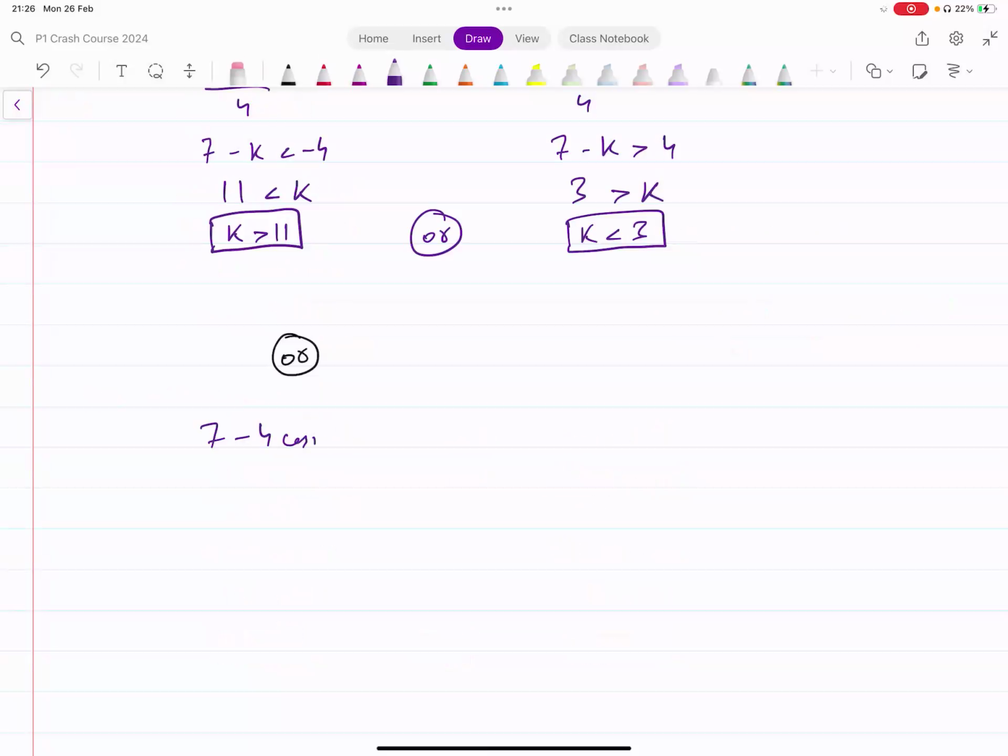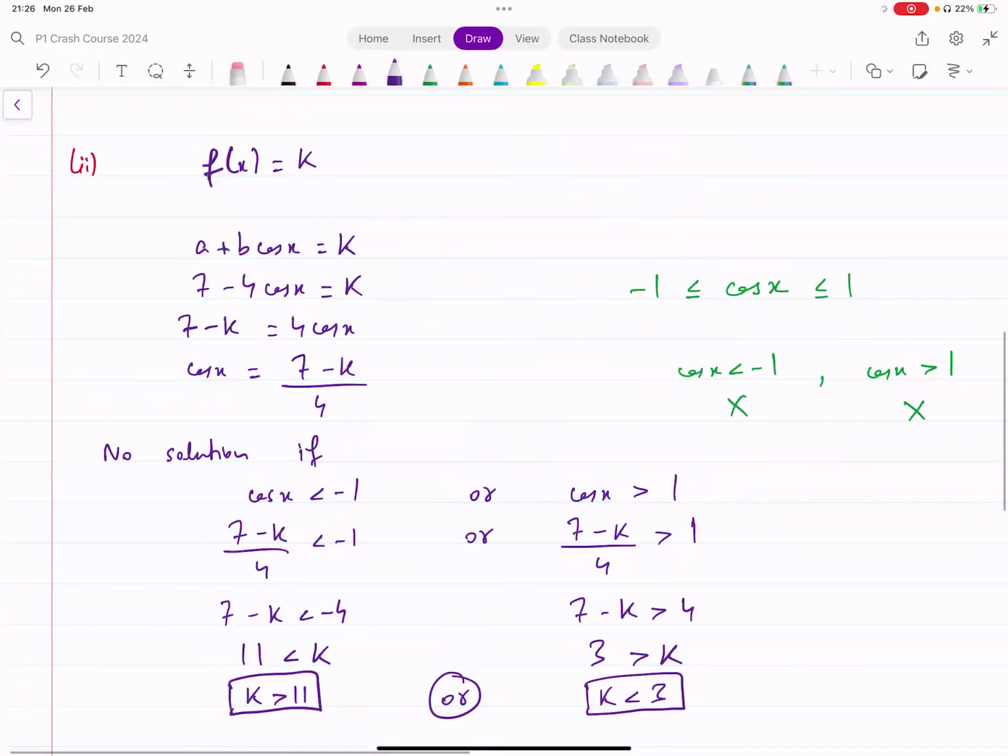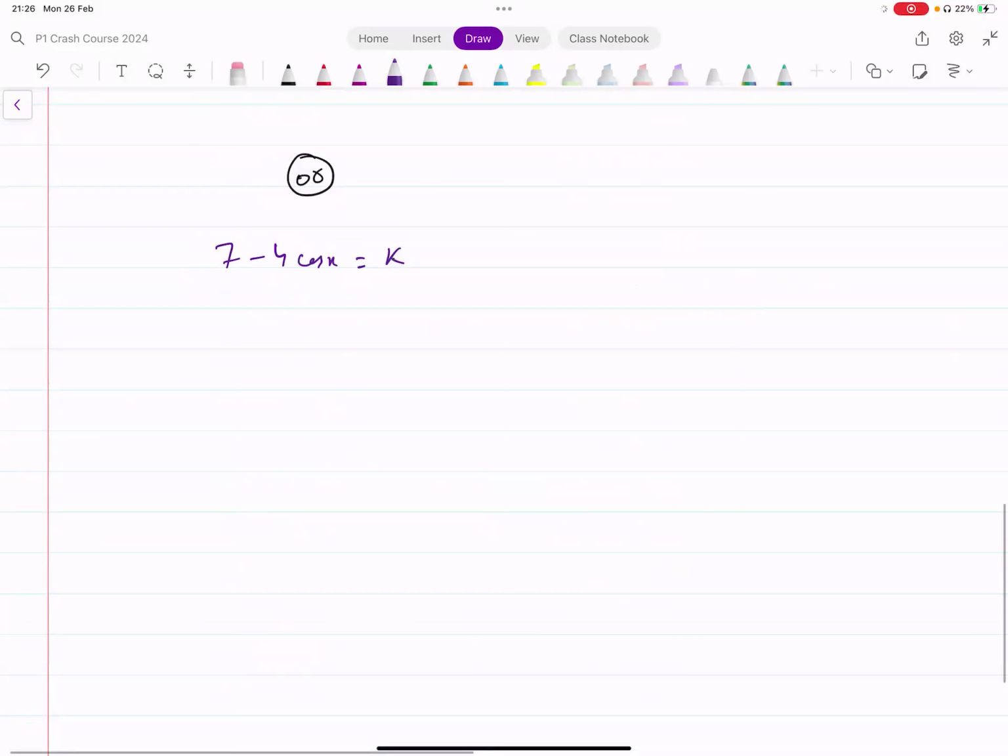7 minus 4 cos x equals k. This is the function. What is the graph of this function going to look like? It's a cos function. Cos graph actually looks like this. But since we have a negative multiplied here, it will be a reflection of that. So the graph might be something like this, right?